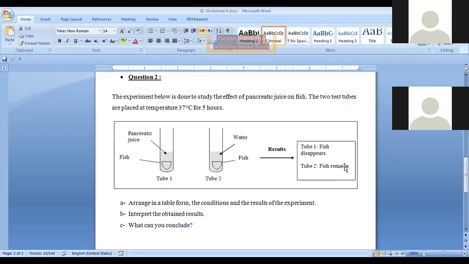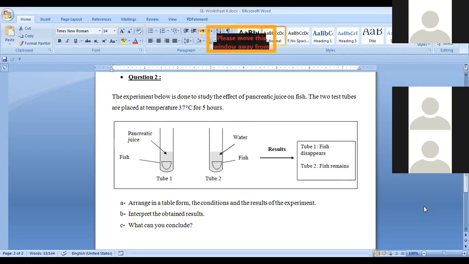So what is the indication here? Indication that digestion occurs where? In which tube? Muhammad Shbai? In which tube does the digestion occur? In tube 1. This indicates that digestion occurs in tube 1.